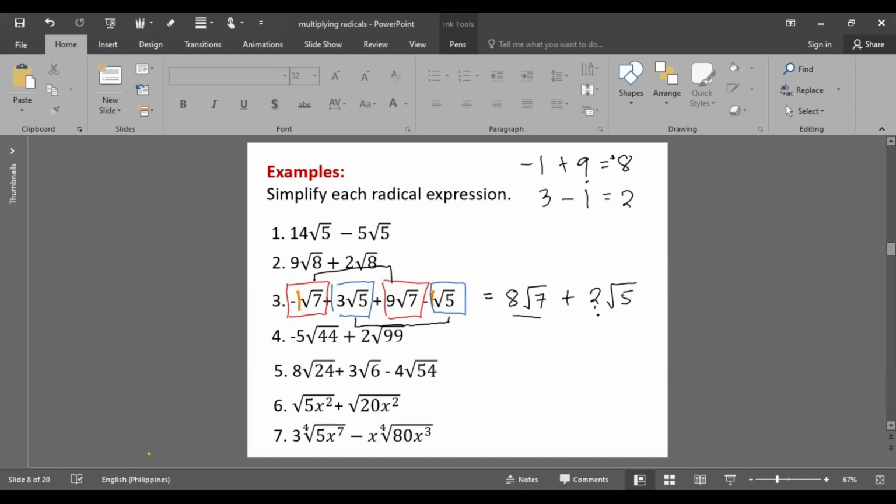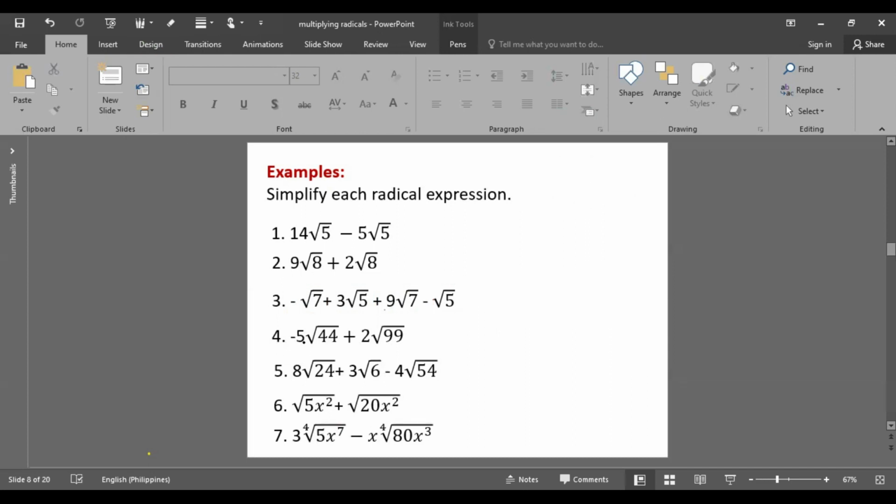Can we still combine these two expressions? Can we add them? No, because they are not similar radicals. Yes, they have the same index, which is 2, but they have different radicands. Okay? So this is now the answer. Let's try number 4. We have negative 5 the square root of 44 plus 2 the square root of 99.